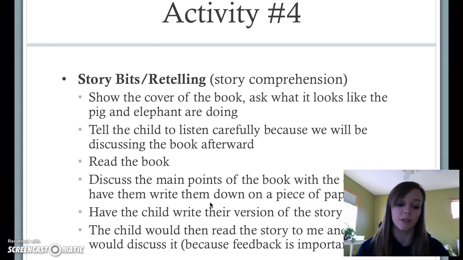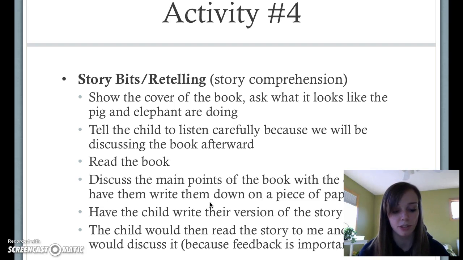And I mean, it only showed the elephant and the pig throughout, but it really was kind of vague, I guess. So I would ask the child what they think the pig and elephant are doing, what it looks like they're doing. And they would probably respond with something like thinking, because it looks like they're thinking. Then I would tell the child to pay attention closely, because we're going to talk about the book after we read it, just so they kind of know what's coming. I would read the title, We Are in a Book, and then read the story to them.